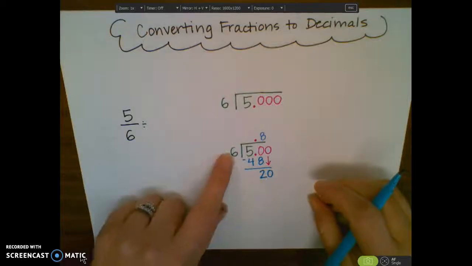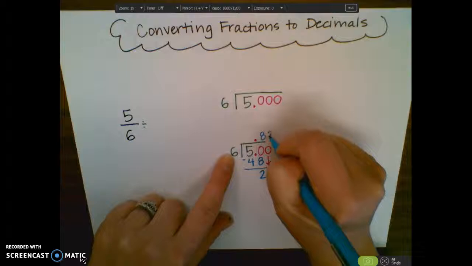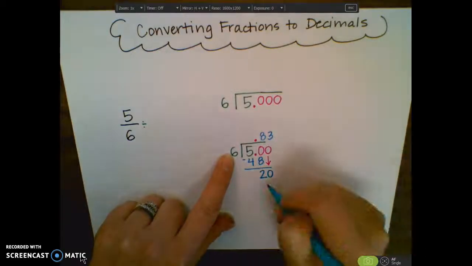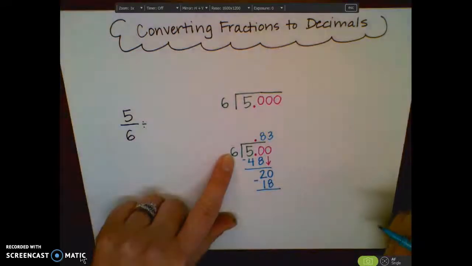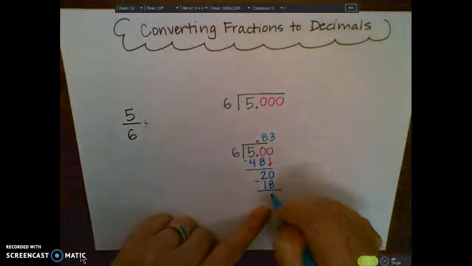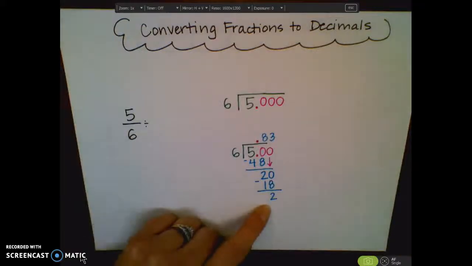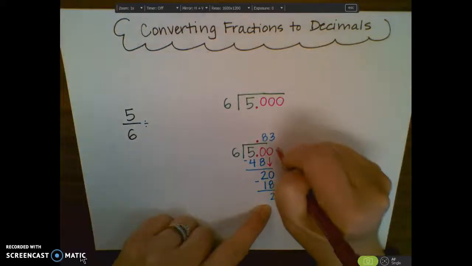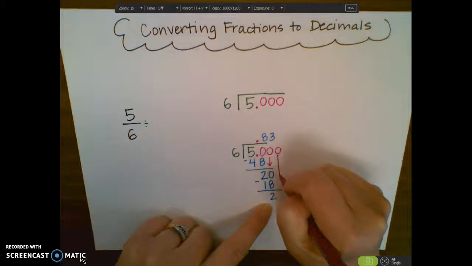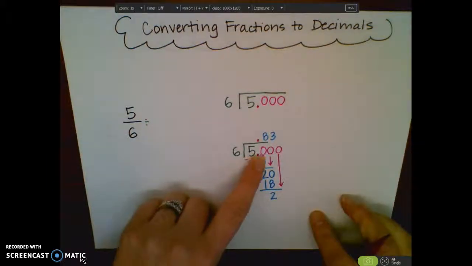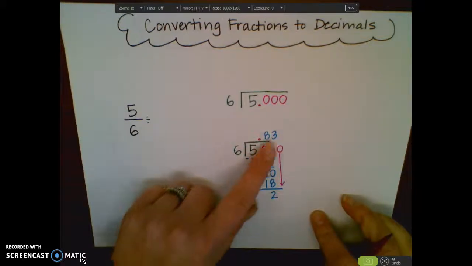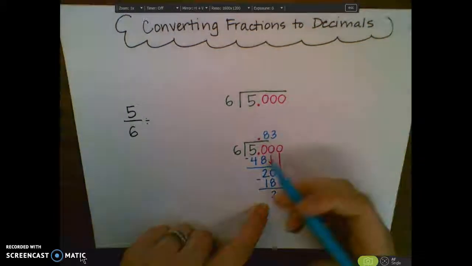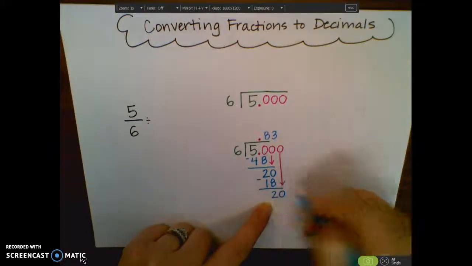If I have 20 and I want to take out groups of 6, I can take away 3 groups of 6 from that, because 3 groups of 6 is 18. So 20 minus 18 again is 2. Alright, if I needed to keep going, I have another 0 here that I can bring down, because remember, if I add zeros, I'm not changing the value of anything. So bring another 0 down. Again, I have 20.